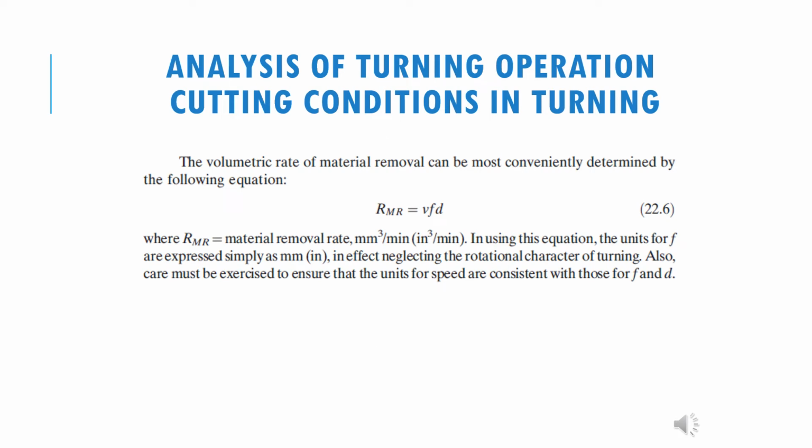Material removal rate for turning is calculated by using V times F times D. So then you will be able to get the value for RMR.